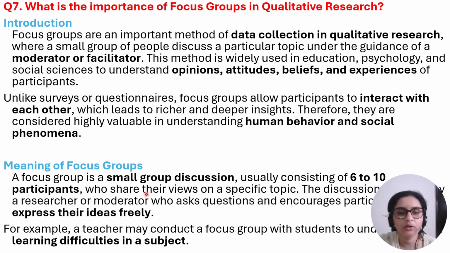So, what is the meaning of a focus group? A focus group is a small group discussion usually consisting of 6 to 10 participants who share their views on a specific topic. The discussion is conducted by a researcher or a moderator who asks questions and encourages the participants to express their ideas freely. So there is someone higher to the people. That is, there is a guide who moderates or takes care of the group discussion activity.